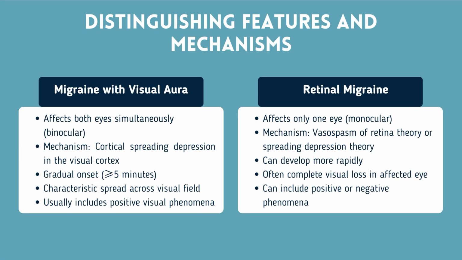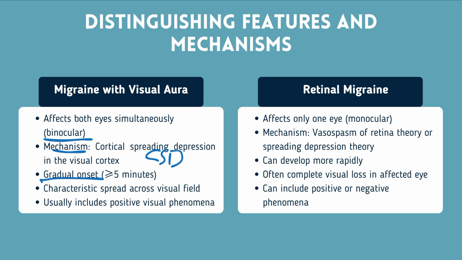So let's directly compare the distinguishing features and underlying mechanisms of migraine with visual aura versus retinal migraine, as understanding these differences is crucial. Again, migraine with visual aura affects both eyes. It's binocular. Can't emphasize this enough. The underlying mechanism is cortical spreading depression in the visual cortex, a wave of neuronal and glial depolarization that propagates across the visual cortex at a rate of approximately 3 to 5 millimeters a minute. This slow propagation explains the gradual onset and the evolution of these symptoms across the visual field in the pattern we discussed earlier.